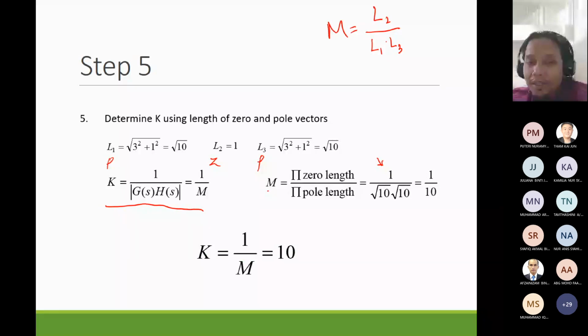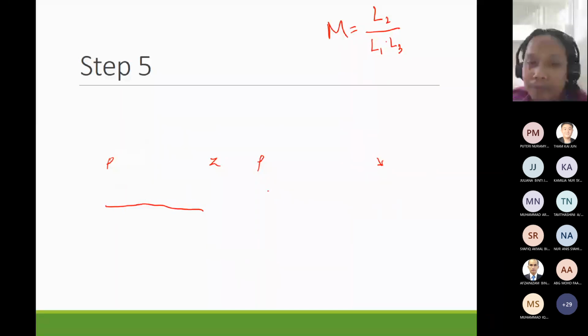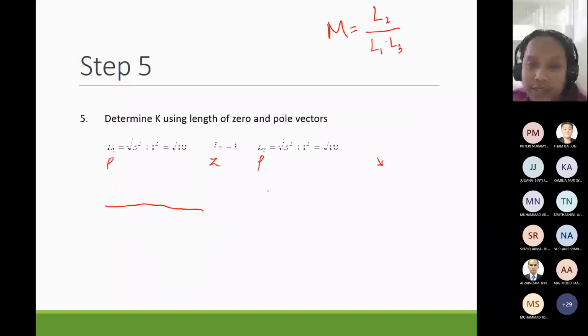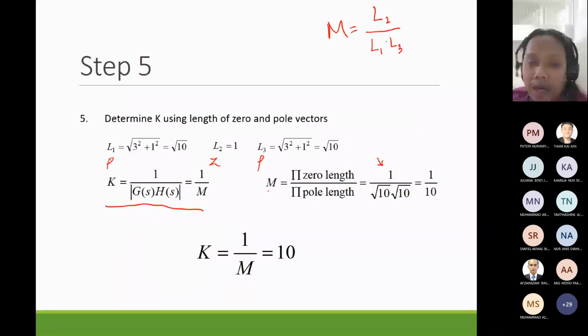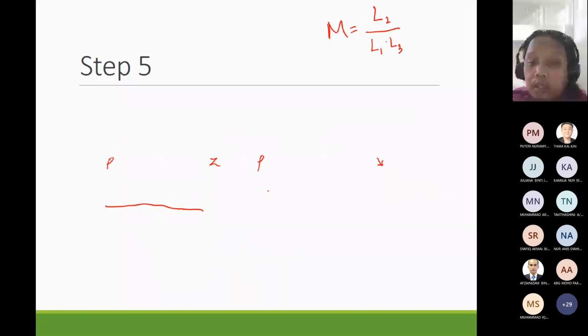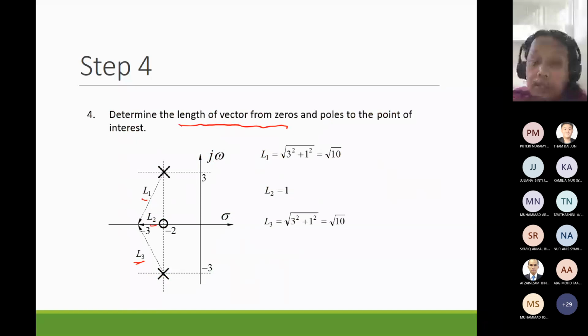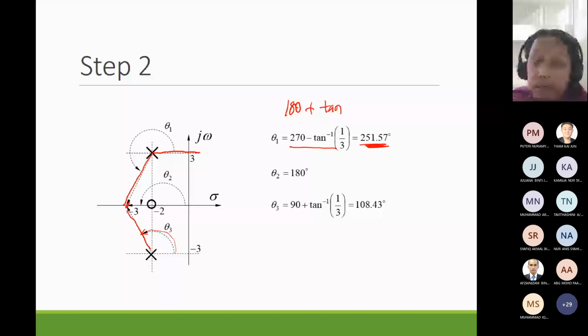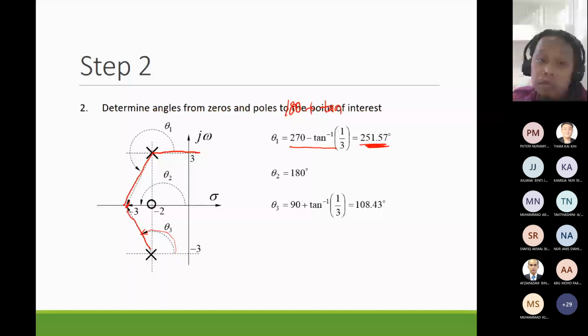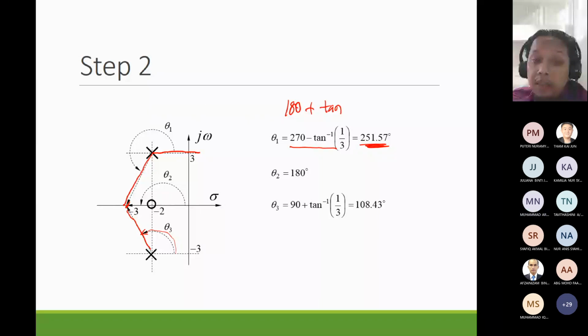Okay, so that's it. Any questions before we try the tutorial question? It seems a bit complicated, but it revolves around calculating the angle and also the magnitude. So maybe later on you can try to calculate the angle and magnitude again, and then verify your calculation with the example given in the slide. As long as you understand how to measure the angle and how to measure the length, you will be fine. No problem.